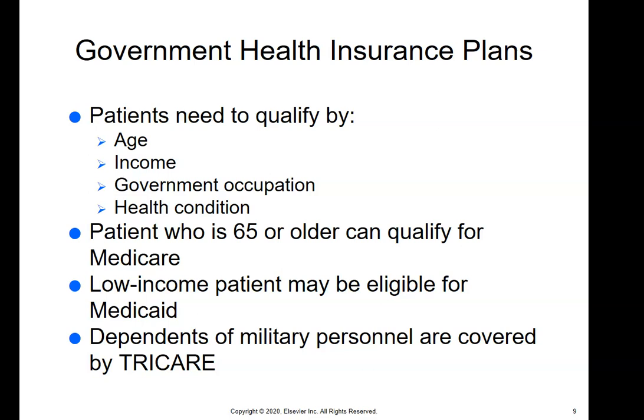Your government health insurance plans provide coverage with reduced or no monthly premiums for the indigent, the elderly, the military, and government employees. Surviving spouses and dependent children of veterans who died in the line of duty are covered by the Civilian Health and Medical Program of the Veterans Administration, also known as CHAMPVA.